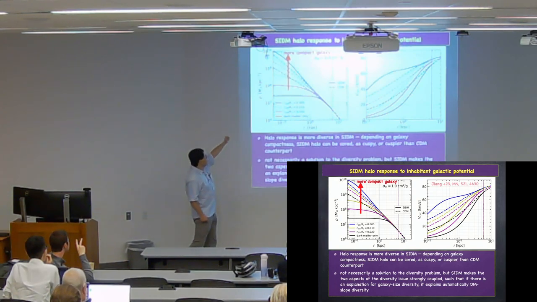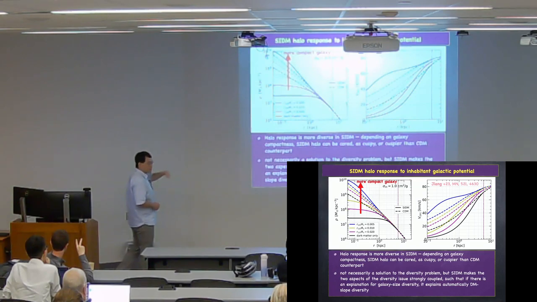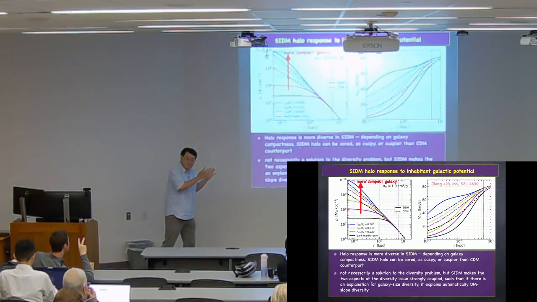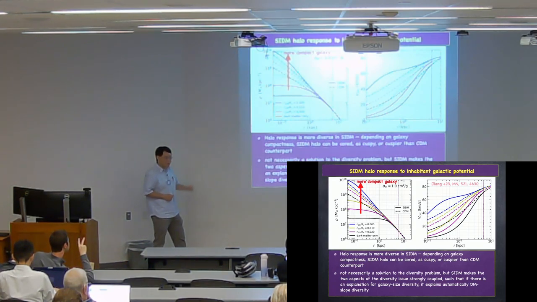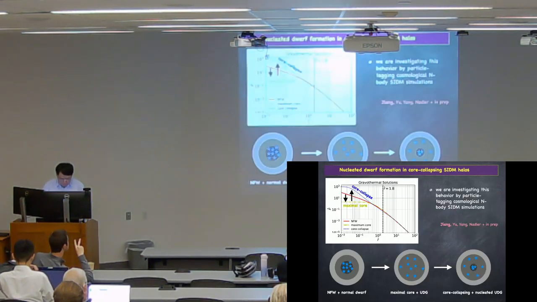The dashed lines are CDM, contracted CDM halos, and solid lines are SIDM halos. So by varying galaxy size, you can make the SIDM halo cored, cuspy, less cuspy, or even cuspier than CDM. This is still in the isothermal stage, not in the core collapse stage yet. So it's not necessarily a solution to the structural diversity issue, but it links closely the two aspects, the size of the galaxy and the slope of the halo.